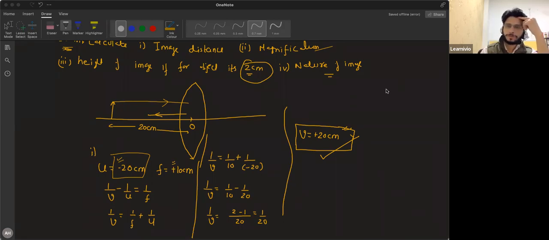First is plus 20. Yeah? Please check the second part and the third part. Yes, Akshay, all parts are correct. All parts.